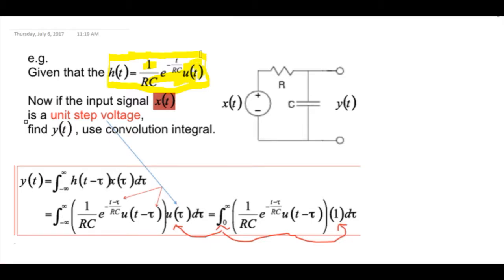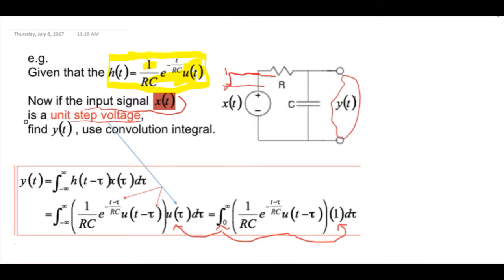We're only concerned about the impulse response, and also the input signal. The input signal is a unit step voltage. In a real case, it is just like the signal here. We just turn on the power supply. It starts from 0, then we turn it on, going from 0 volts to 1 volt. And we're going to find the output response, the output voltage at these two terminals.